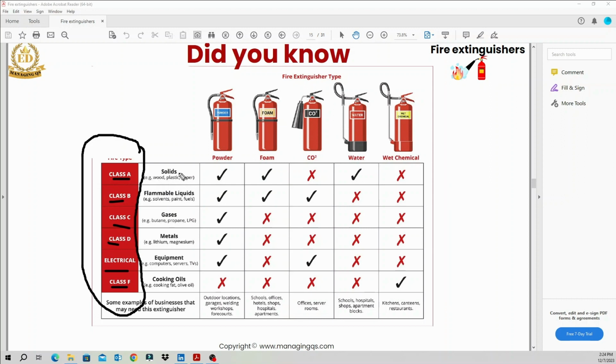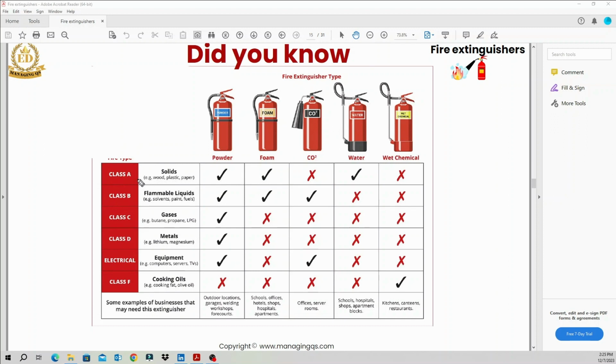These are the fire types. For example, you can see solid materials: wood, plastic, paper. The fire occurs from these elements, so you should understand this is a class A type fire. The second one is, for example, gases or petrol, diesel, LP gases. The fire occurs from these chemicals, so we should understand this is the class C type of fire. This is a very important point, so we should know it properly.